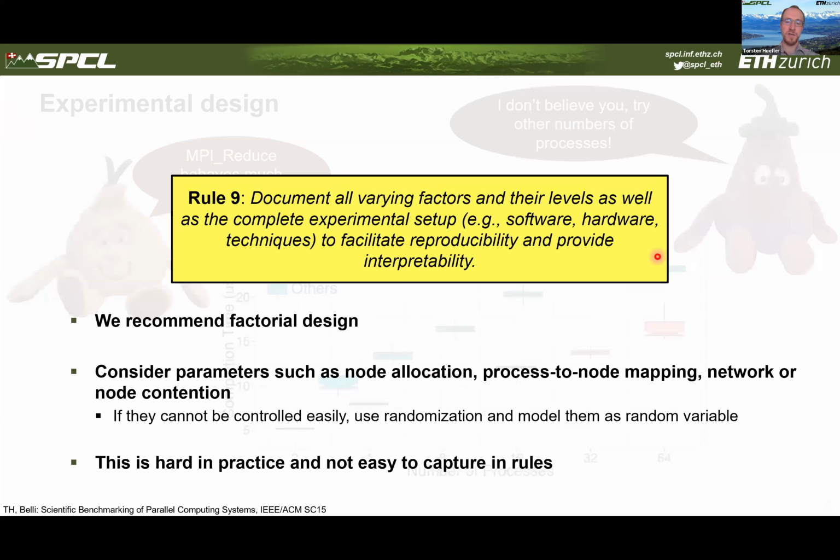So rule number 9 is a little bit more complex to understand, because we need to document all varying factors, where we recommend factorial design, and you need to talk about all the parameters you choose. This is just common sense, I would say, but you need to be very careful when picking those.